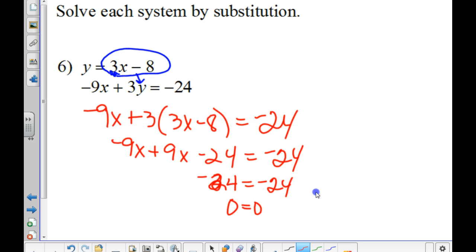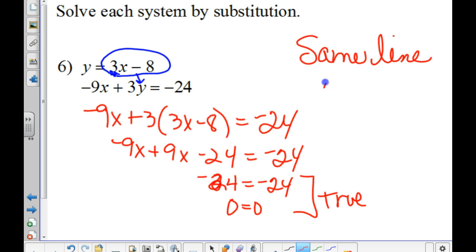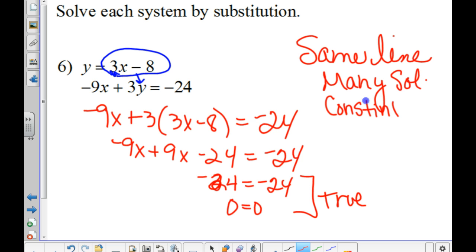Is this no solution? No, it's not. Okay, this is a true statement this time, right? So these are really the same line. So if they are the same line, we write what? Many solutions is fine, and that's one of the choices that the test generates if it's multiple choice. It'll say many solutions and consistent system, but as long as you know many solutions, you'll be fine.